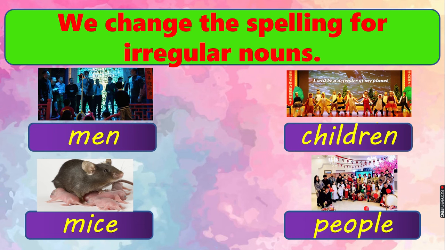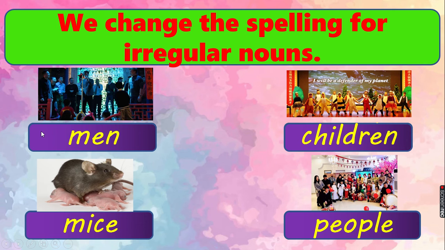We change the spelling for irregular nouns. There are a lot of irregular nouns and we change the spelling completely. We don't add S, we don't add ES. For example, for the word man, plural is men. The word child, the plural is children. For the word mouse, the plural is mice. And for the word person, the plural is people.